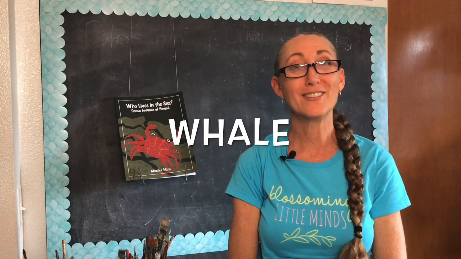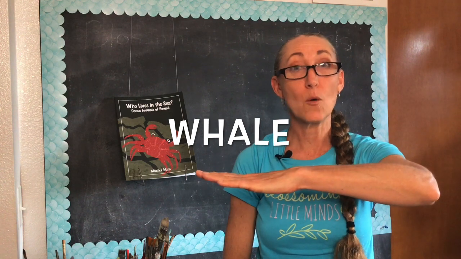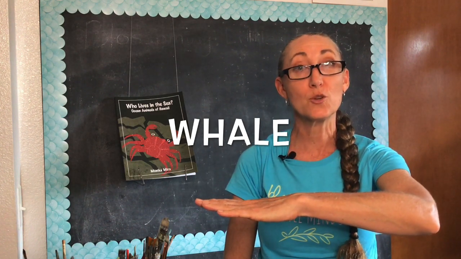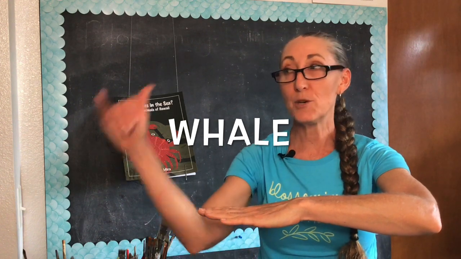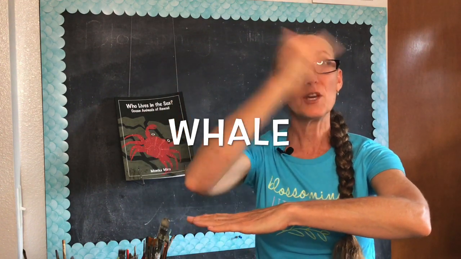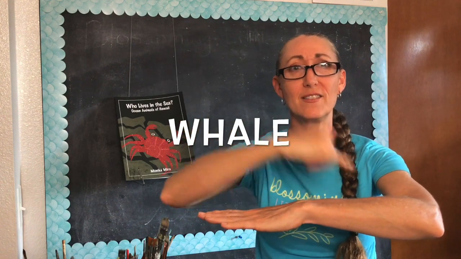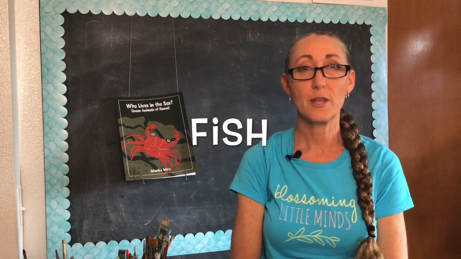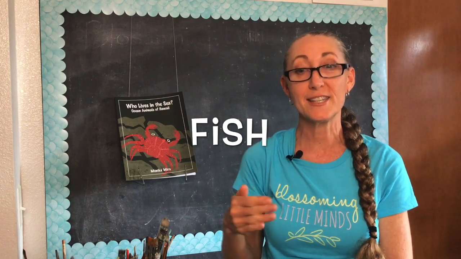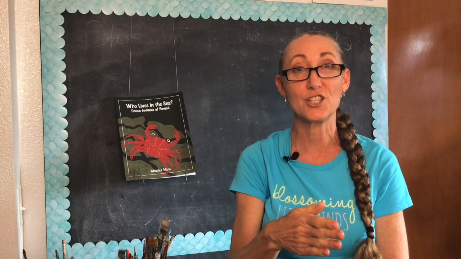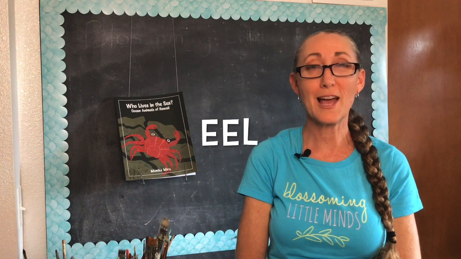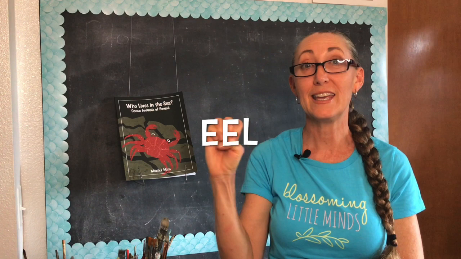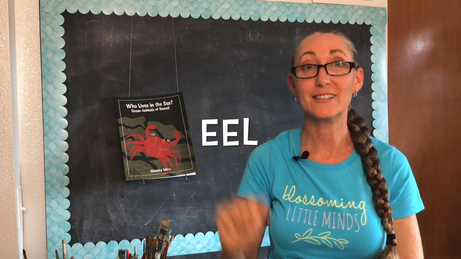Now I'm going to do whale. Again, I take one arm and use it as the ocean's surface, and then the other arm is going to represent the whale's tail. I'm going to use a Y, and I'm going to splash it down. Whale. Now I'm going to do fish. For fish, I take a flat hand and I move it through the water like a fish. For eel, I'm actually going to spell it. We spell eel, E-E-L. Eel.